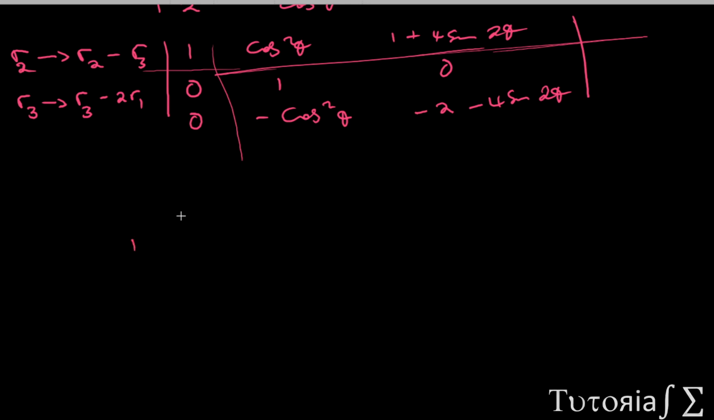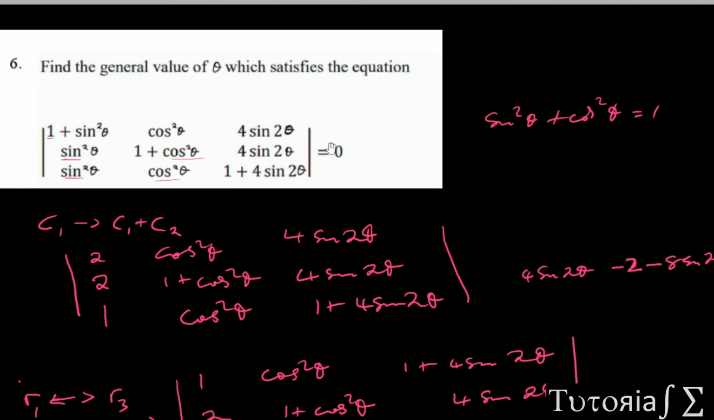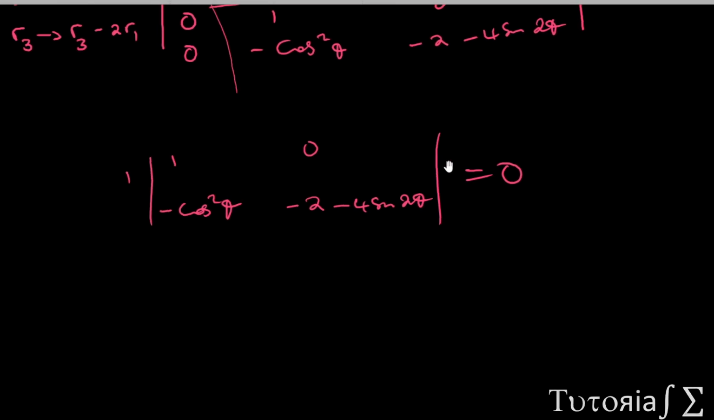So that is a 1 times what is inside here, which is 1 negative cos squared theta, 0, then negative 2 negative 4 sine 2 theta. And remember, this is equal to 0 according to the question. So now here, we see that we can cross multiply, finding the determinant.